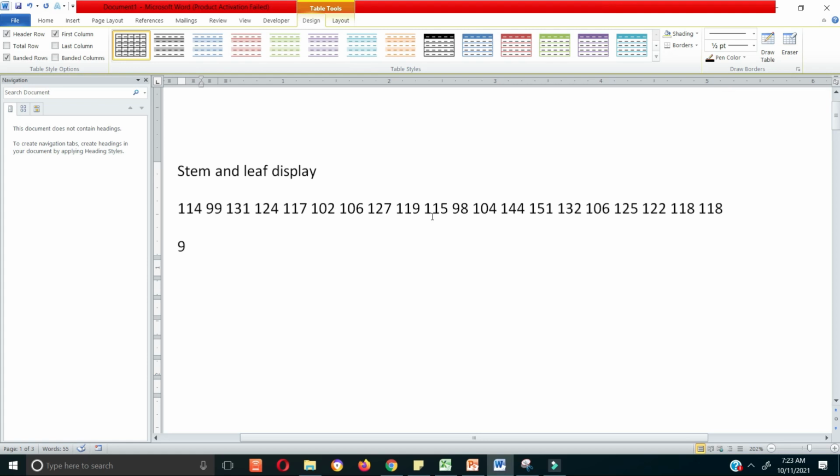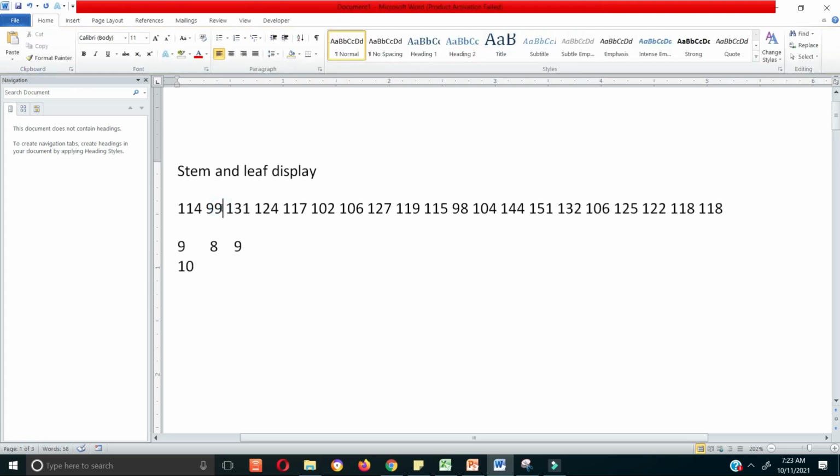Our data starts with 98, I think. So that's 98. Then you have 99. Those are the 90s. The next big value you have is the 100s. So you have 100. Let me get rid of the 90s now that I've used them. We had the 98 here. So now we do the 100s.